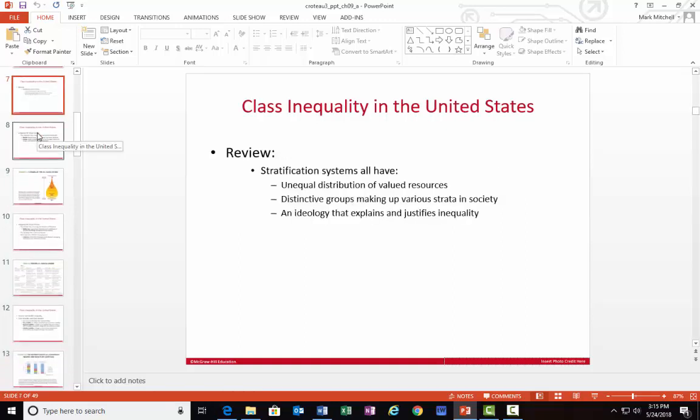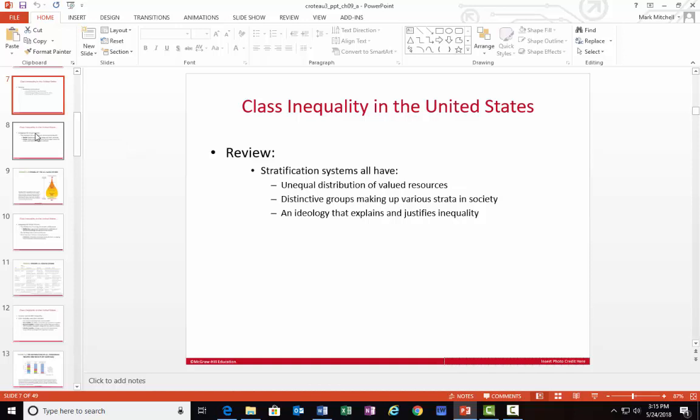All right, so when we're looking at class inequality, maybe stratification systems, we would do well to remember these principles or something like it. Unequal distribution has always occurred, with distinctive groups making up various strata in society, and they all have different names. So if we go to different cultures, we wouldn't expect the same system, but maybe a variation on it.